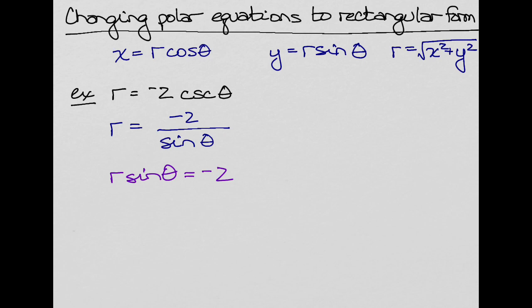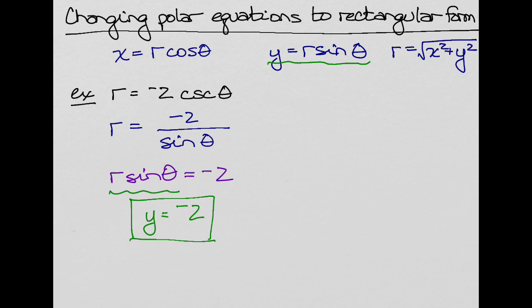And now, well, r sine theta, we have a name for that. It's y. Why am I going to write r sine theta when I could write y? So I have y equals -2. There's my equation changed to rectangular form, and hopefully this is something that you recognize as the equation of a horizontal line. It was a horizontal line when it said r equals -2 cosecant theta also. We just don't necessarily recognize that form, and so we change it into a form that we can recognize more easily.